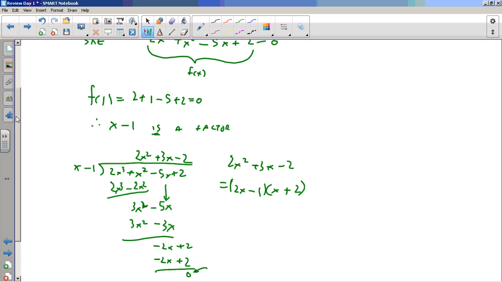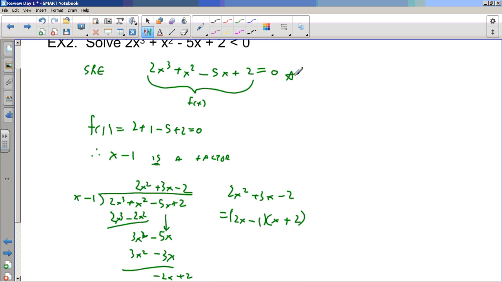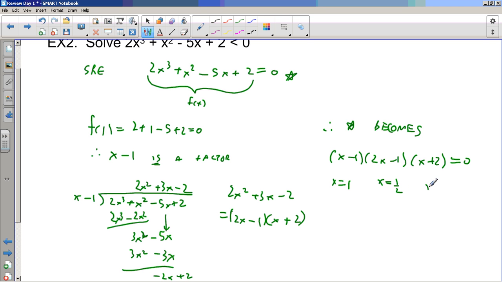So then I say, therefore, star becomes, in factored form, x minus 1, 2x minus 1, x plus 2, less than 0. Some people on their unit test stopped here. We're nowhere near done, folks. This is factored, but now we state the solutions, right? And what makes this equal to 0? Well, you could show all the extra work, but it's 1, a half, and this is negative 2.